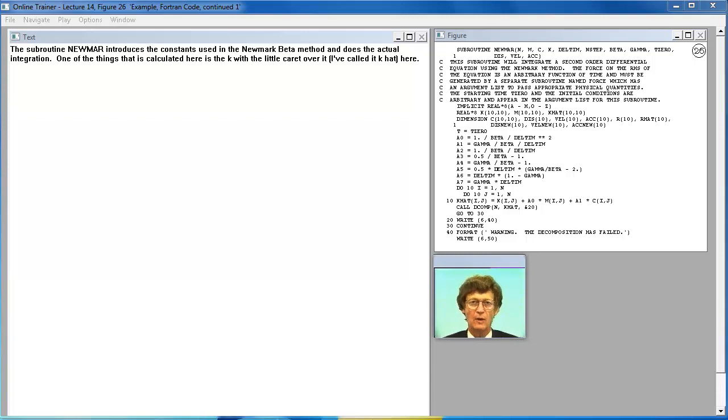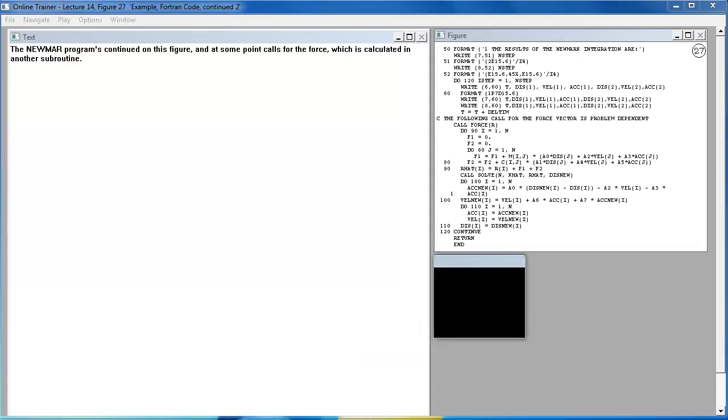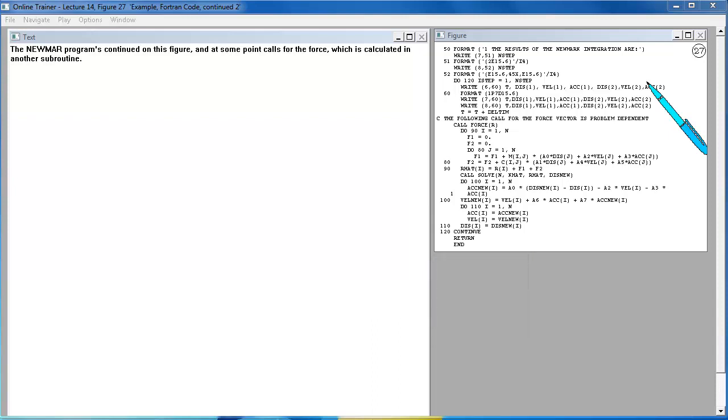The subroutine Newmar introduces the constants used in the Newmark Beta Method and does the actual integration. One of the things that's calculated here is the K with the little caret over it. I've called it K hat here. The Newmar program is continued on this figure, and at some point calls for the force, which is calculated in another subroutine.